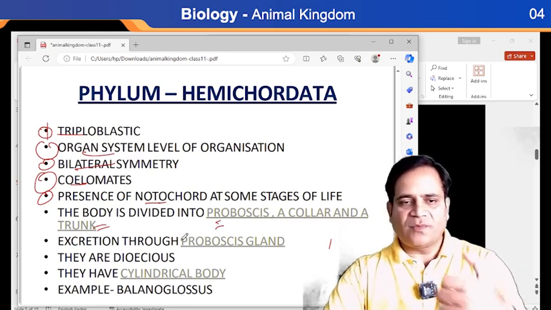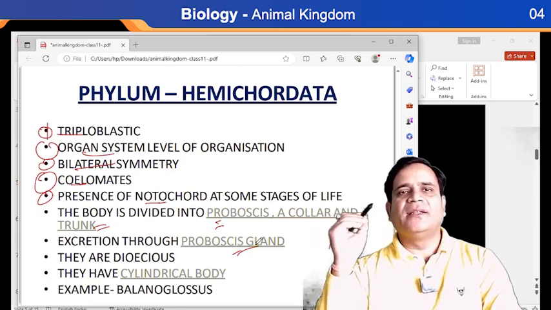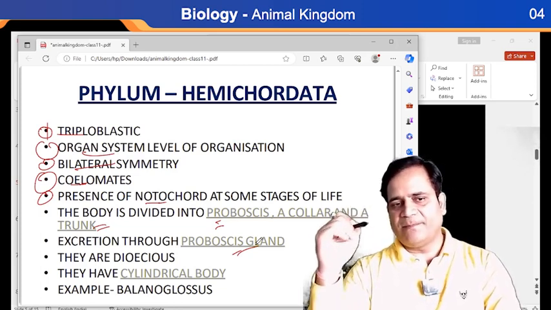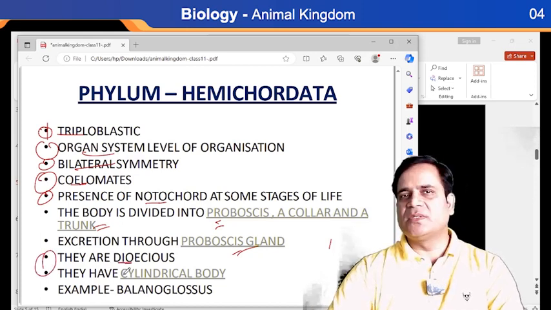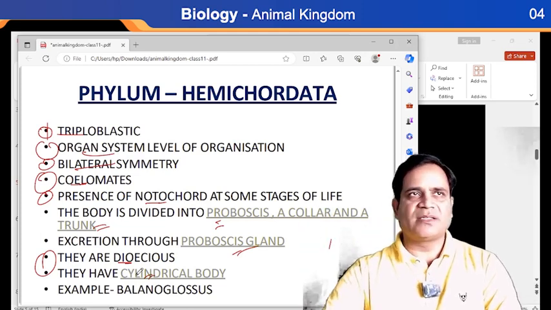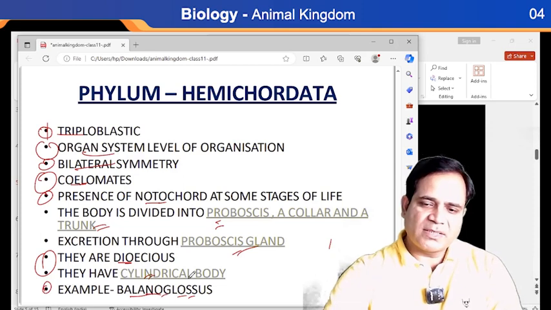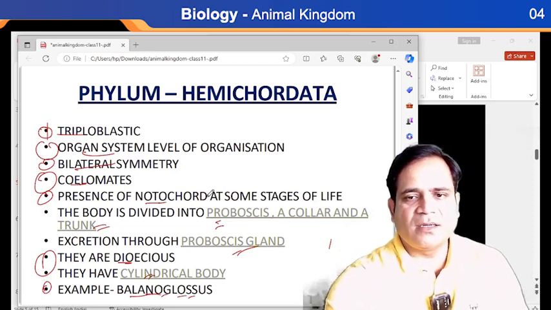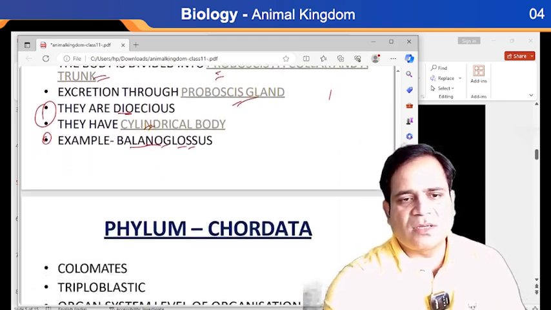The excretion, how does the excretion take place? The excretion will take place with the help of a gland. The name of the gland is what? Proboscis gland. So what are the sexes here? Dioecious means what? Two sexes, my dear. They have a cylindrical body, having cylinder-like structures. Example, that is what? Balanoglossus. Balanoglossus, my dear. Correct? Now, the time to move ahead.